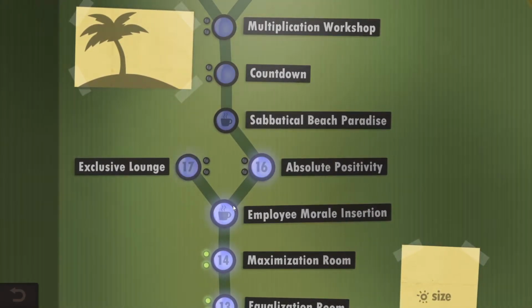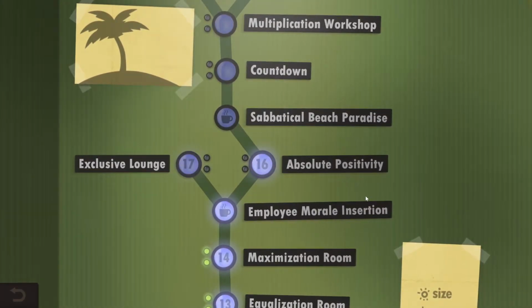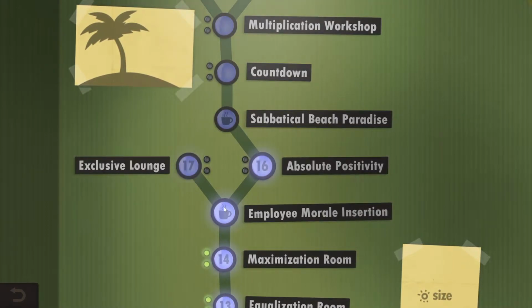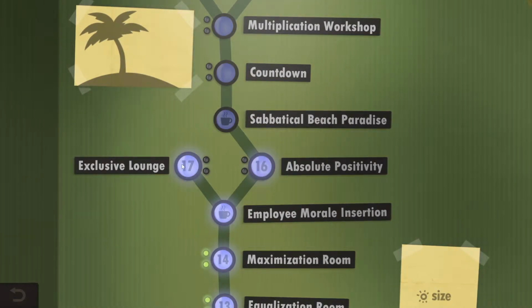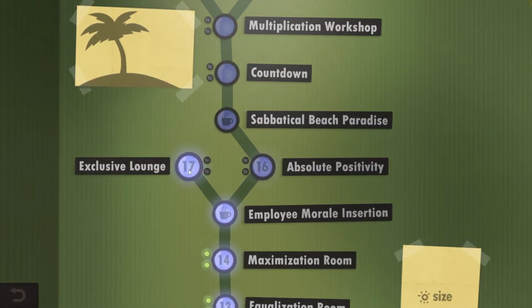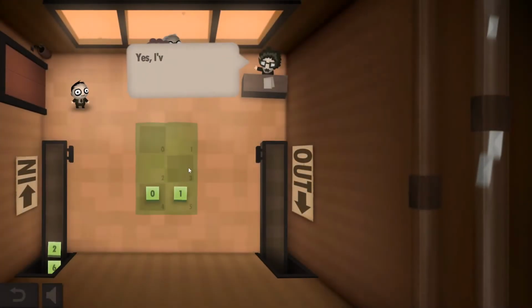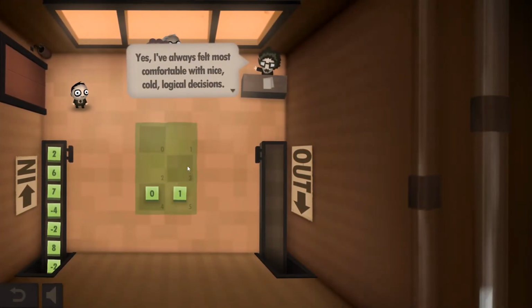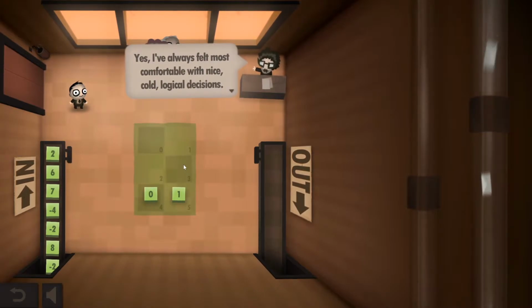Alright, so last time we ended on the employee morale insertion coffee break where we discovered that robots were taking over the city. So let's go ahead and do this bonus level here, number 17, and then we'll jump back into the main path here. Alright. Saturday morning, I've got my coffee and I'm ready to solve some problems.